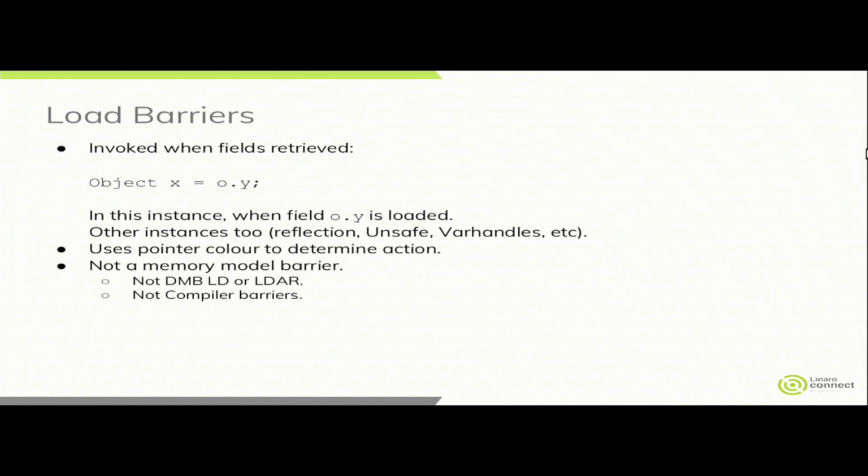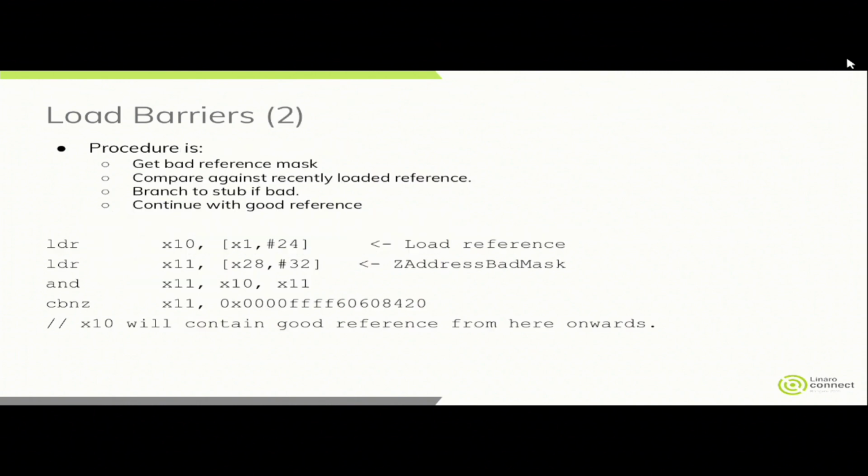Now, bear in mind everything that's gone on so far. We have things called load barriers. Now, these are not load barriers like we have in our memory model. So they're not DMBs, they're not LDARs or anything of that ilk. And they're not compiler barriers. These are GC load barriers. And what this means is whenever you load a reference, you do some additional work. The example I give here is we've got object X, so that's a reference, and it's retrieving it from field Y in object O. So we're loading a reference. And there's other instances too.